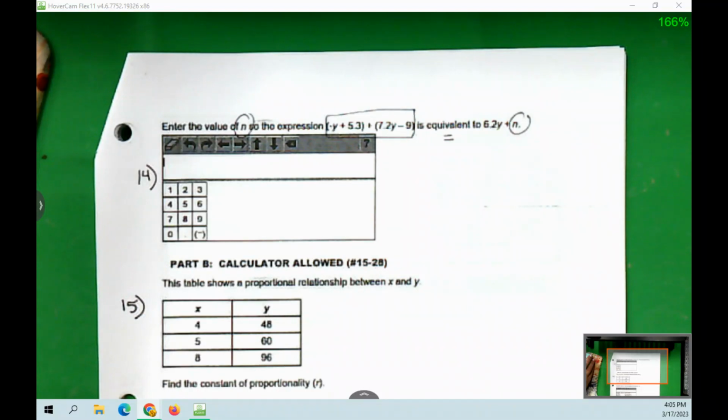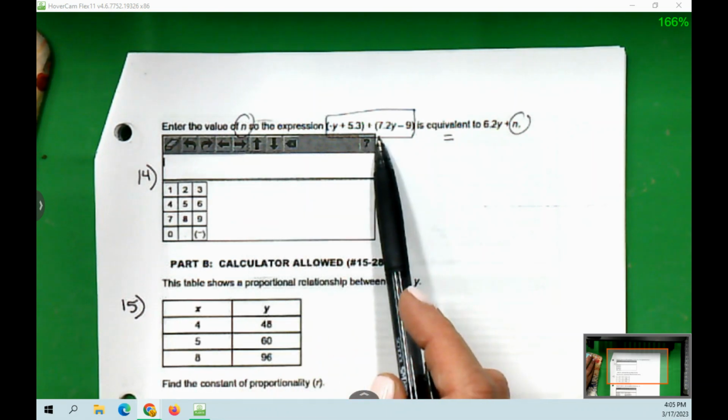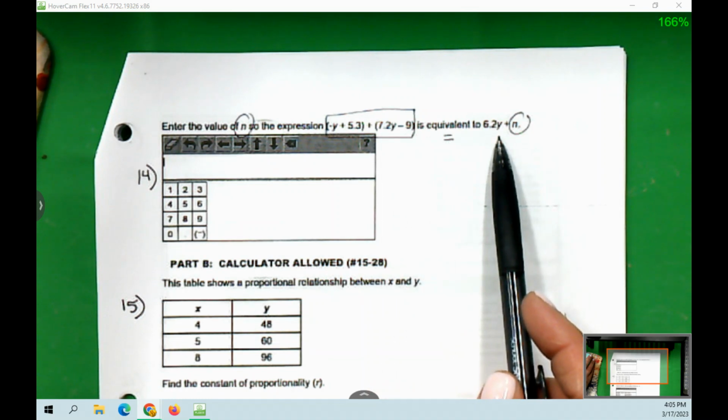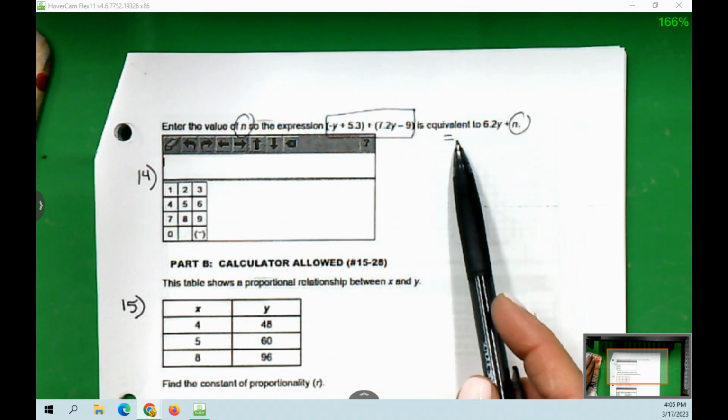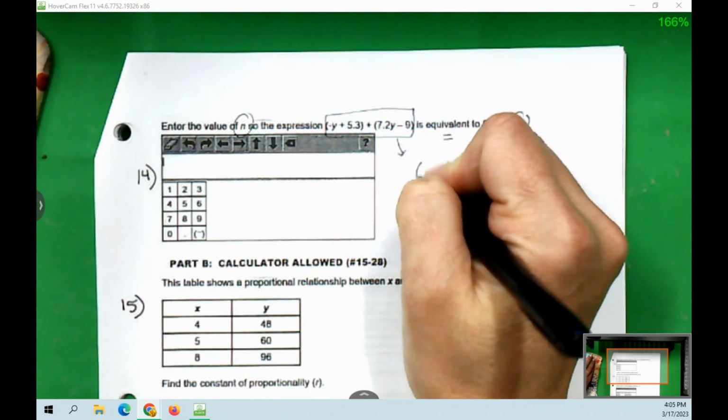Okay, so this is M-STEP review questions 14, 15, and 16. For number 14, they're asking you to enter the value of n so that this expression right here is equivalent to this one right here. And remember, equivalent means equals. So I'm going to actually simplify this one.